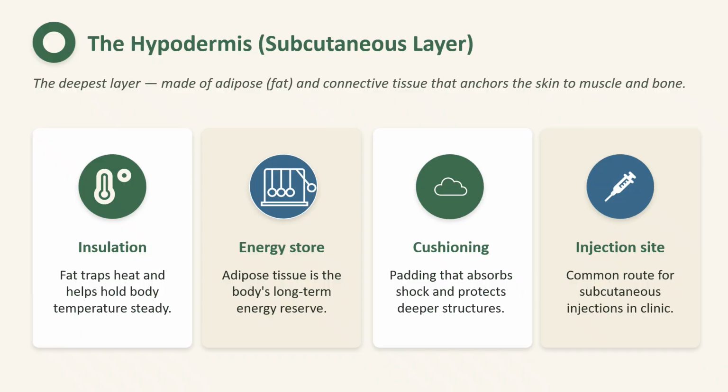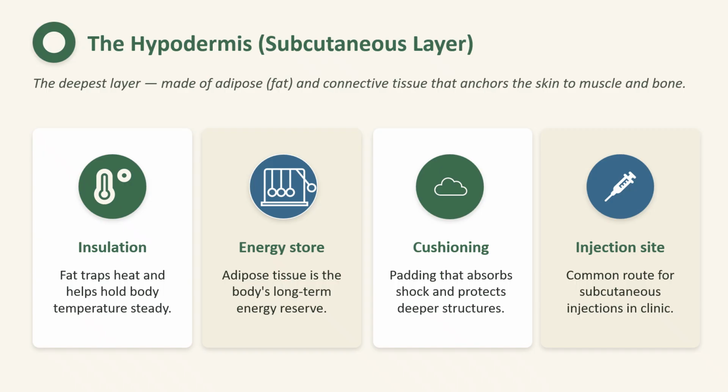The third and deepest layer is the hypodermis, also called the subcutaneous layer. The name tells you exactly where it is, sub meaning below, cutaneous meaning the skin. Structurally, it's mostly adipose tissue or fat tissue, along with connective tissue that anchors the skin down to the muscle and bone underneath. It does 4 jobs worth remembering, shown across these cards.